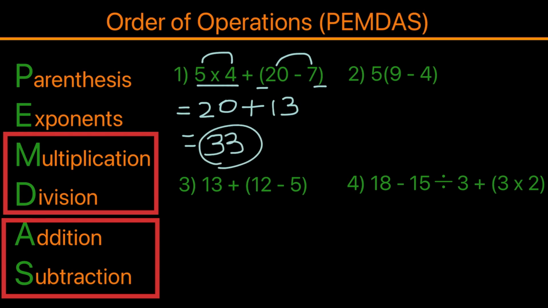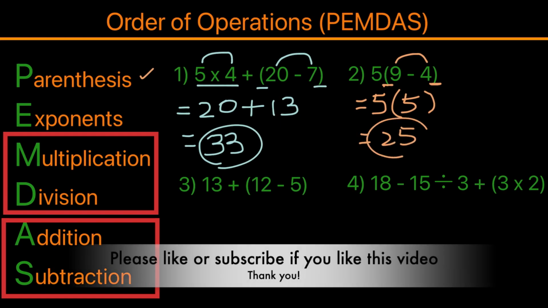Now for the second equation, we see parentheses. So that's first. We have to deal with whatever is inside the parentheses first, which is 9 minus 4. So that will work out first. 9 minus 4 equals 5. And then we bring the 5 down. Now all we have left is multiplication, which is 5 times 5, so it equals 25. So that's the answer for the second.